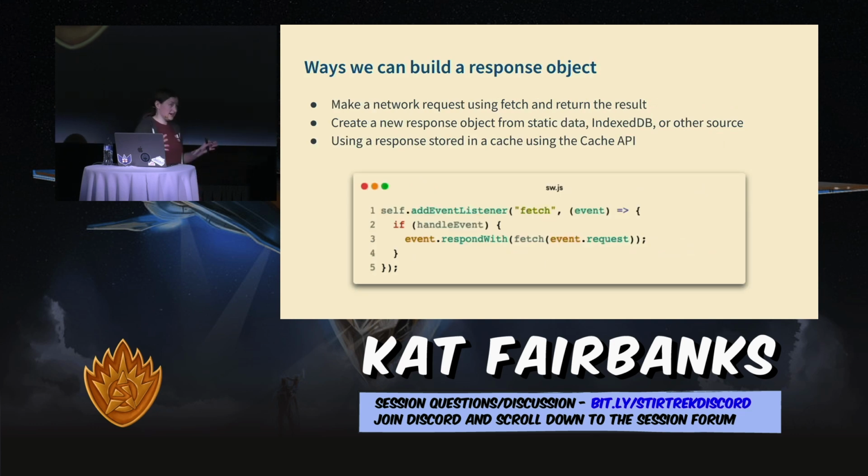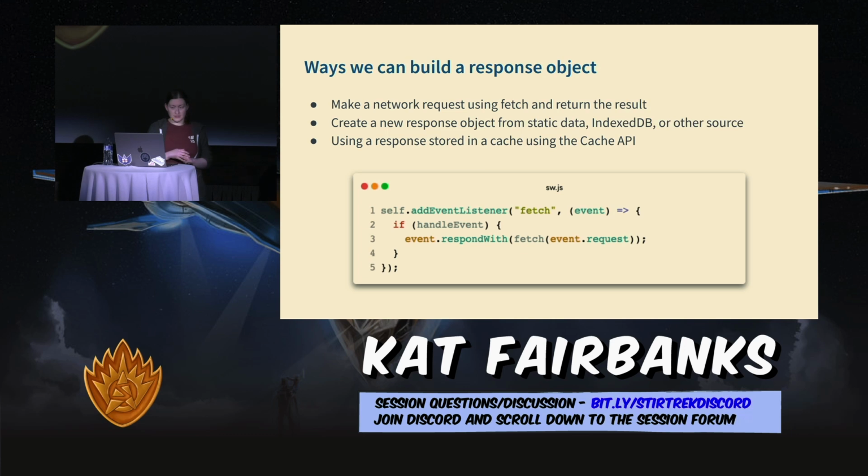So there's a lot of possibilities that we have here when it comes to figuring out what kind of response object we want to use. You can make a network request yourself within the service worker and just return that result. That's probably the simplest way to do it, and that's what I have shown here. You just say respondWith fetch, pass it the request, and continue on. But this isn't very useful. You're just re-implementing the browser's functionality.